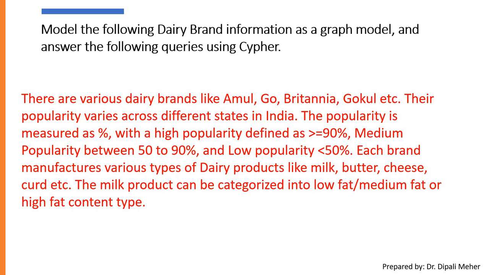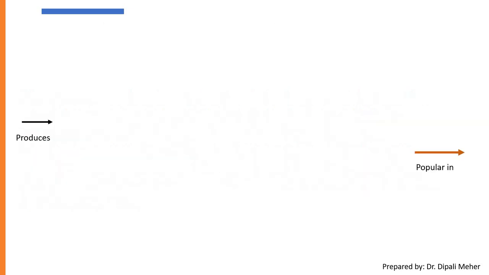Another thing is the milk product can be categorized into low, medium and high, and any brand can produce any type of milk, either low fat, medium fat or high fat. That we have to think in the mind. So let us go ahead and start modeling for the slip. There are only two important relationships, produces and popular in.